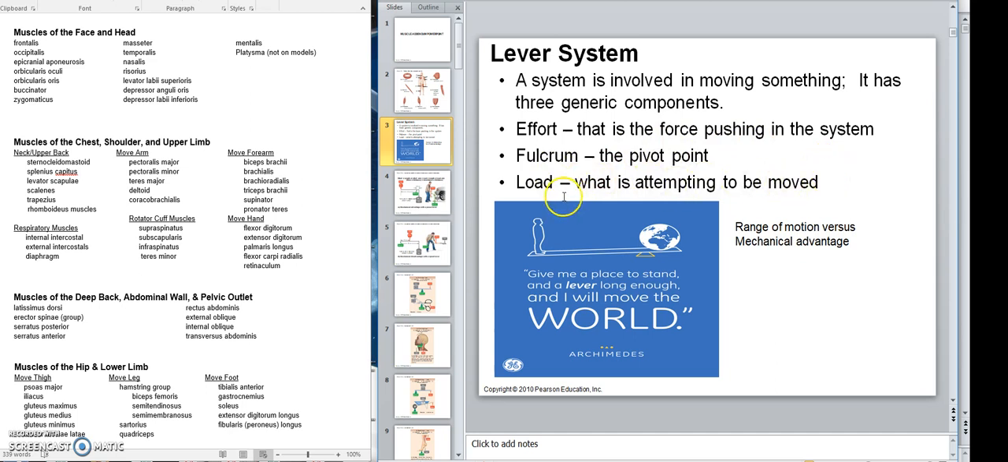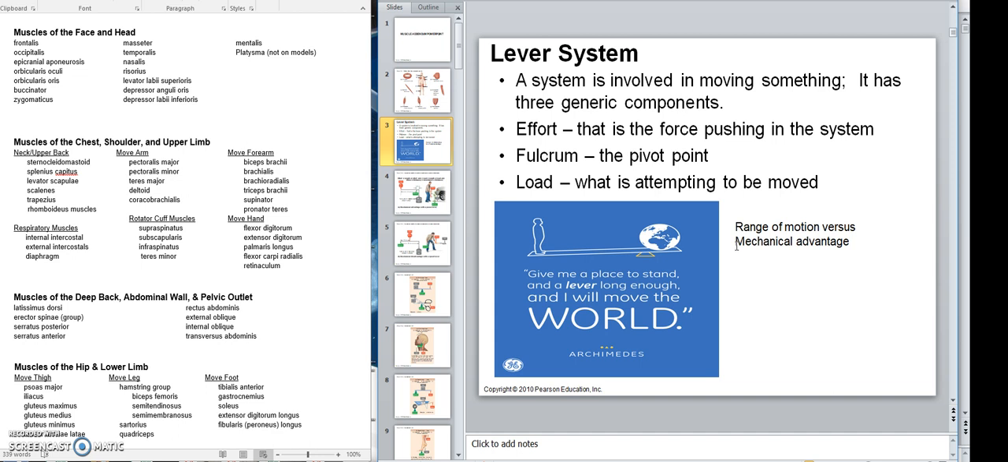When you're dealing with a lever system, two things I bring up: range of motion versus mechanical advantage. Mechanical advantage means, by using the lever system, how much can you lift? Let me explain. Let's say a small female wants to lift a refrigerator. You're not strong enough to lift it, so you use a lever system, and you can do it. Or you may be trying to change your tire. Obviously you can't lift a car, but you could use a lever system.